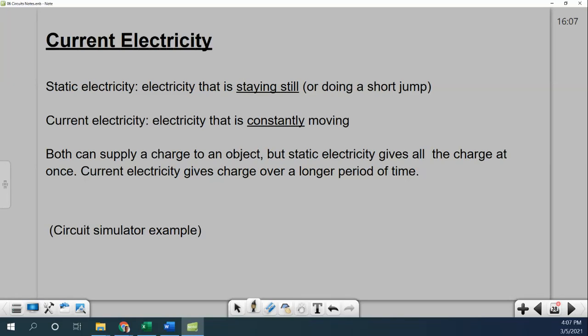So today we're going to talk a bit about the different vocabulary that goes into current electricity, and everyone's favorite, we're going to look at some of the math. Woo! So let's hop in.